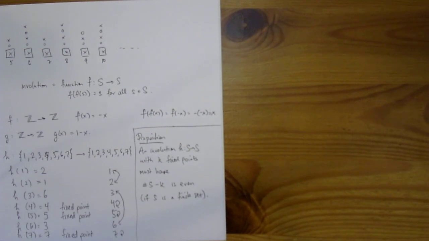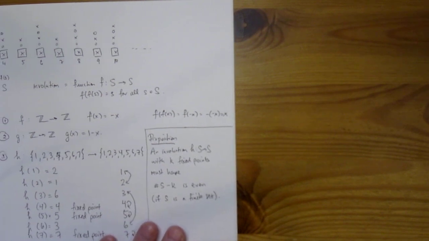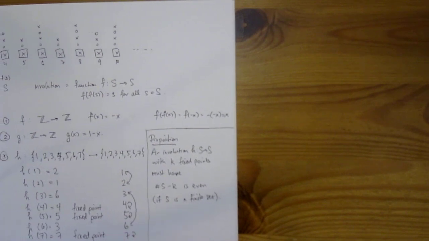So, for instance, in this example here, it's impossible to make an involution on 1, 2, 3, 4, 5, 6, 7 that doesn't have any fixed points, because this proposition says that the number of fixed points is odd. So it has to have either 1, 3, 5, or 7 fixed points, right? And you can sort of see why that is.